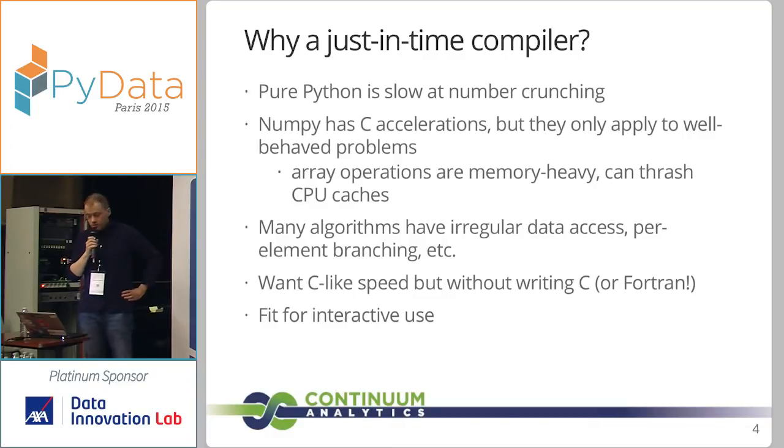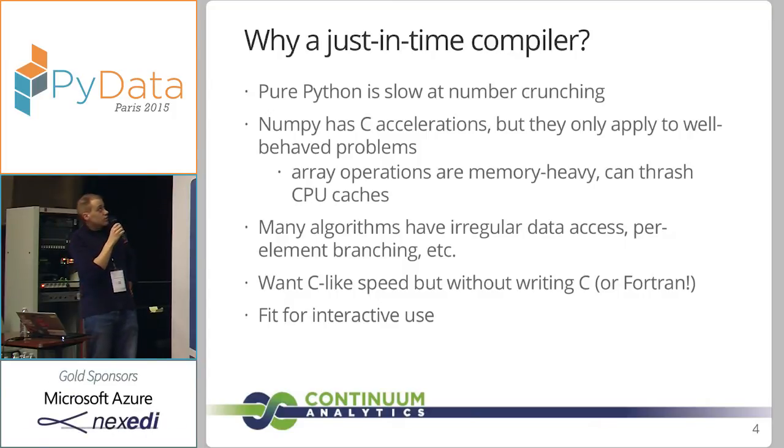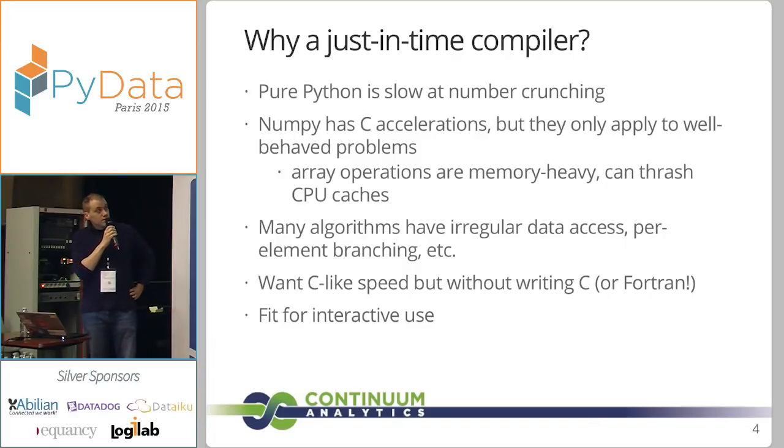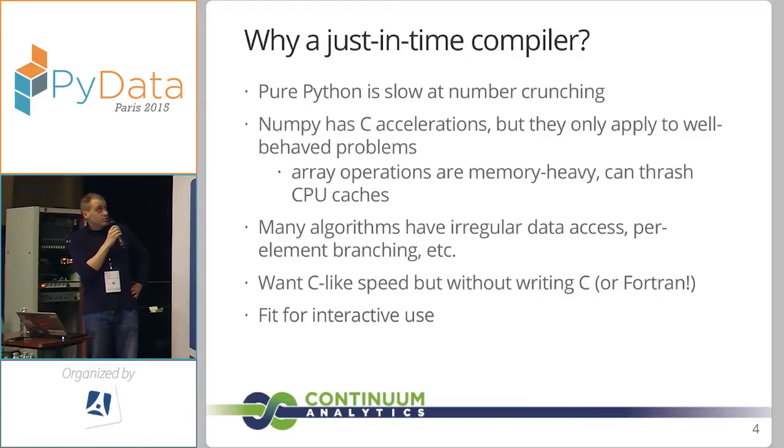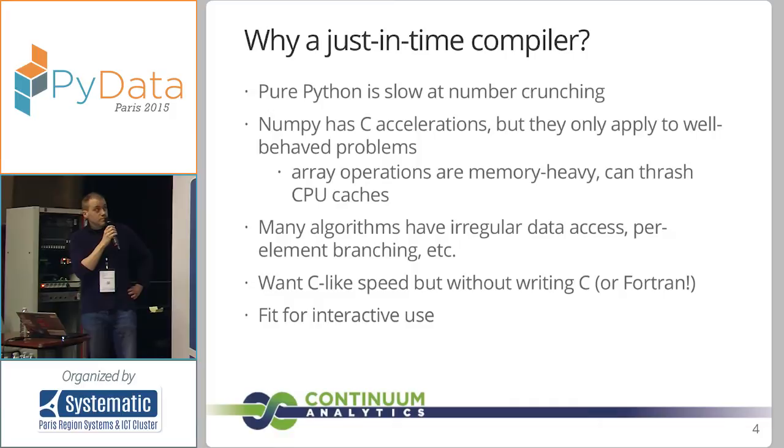This is good as long as your problem can be expressed purely in terms of linear algebra. But those are only the well-behaved problems, and there are a lot of problems which are not that well-behaved. The first problem is that array operations are memory heavy. For example, if you apply a string of different operations on an array, Numpy will do one operation at a time on the full array. So if your array doesn't fit in the CPU caches, then you have some cache thrashing, and the cache efficiency of the CPU is decreasing, and you observe some suboptimal behavior.